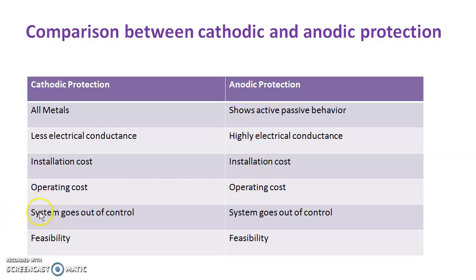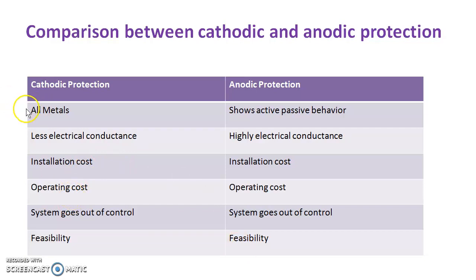And in cathodic protection, if the system goes out of control, then what happens? Slow corrosion is going to take place. But in anodic protection, if the system goes out of control, then higher corrosion is going to take place, right? In cathodic protection, feasibility cannot be predicted by laboratory experiment, but in anodic protection, feasibility can be predicted with the help of a laboratory experiment, right? What is the basic difference between cathodic and anodic protection? I will again highlight the previous points.